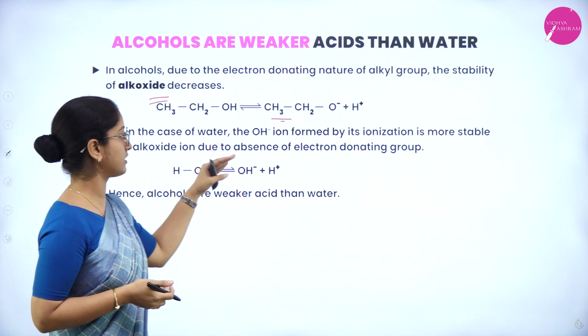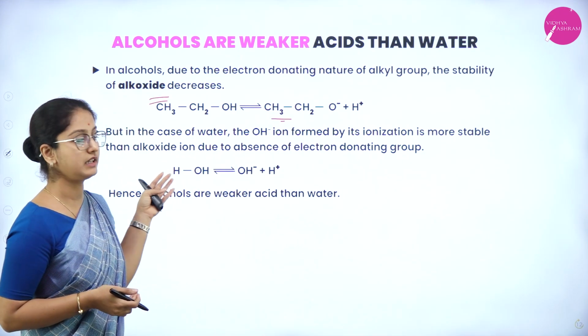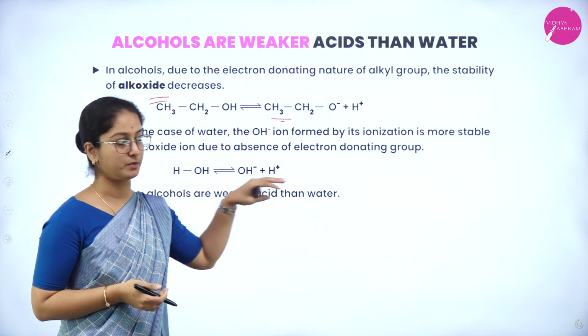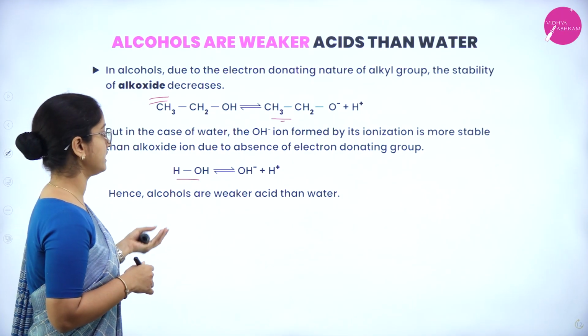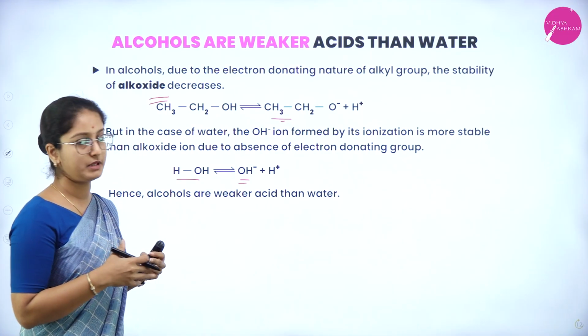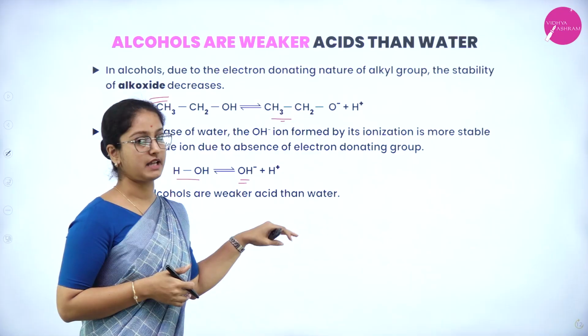But in the case of water, the hydroxyl ion formed by its ionization is more stable than the alkoxide ion due to the absence of an electron donating group. So in water, there is no electron donating group. Therefore, the hydroxyl ion is responsible for the stability of the water molecule. Hence, alcohols are weaker acids than water.